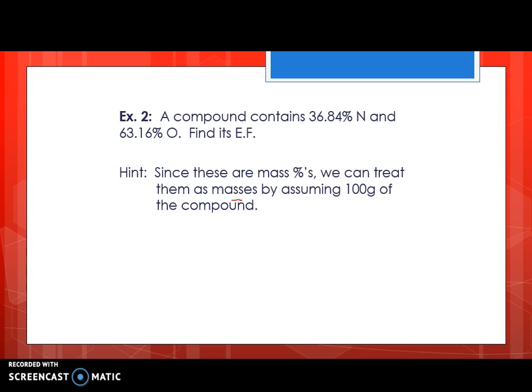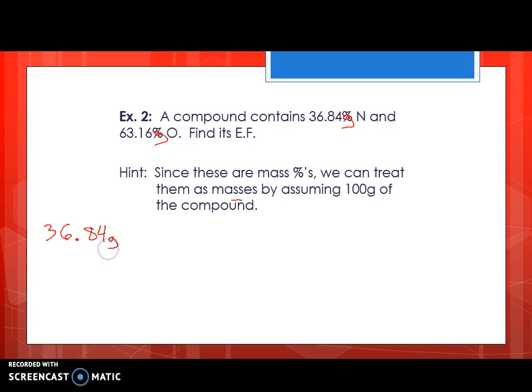Since we have mass percents or percent compositions, assume 100 grams. What that does is it just allows you to change the percent to grams, and it looks just like the last problem. So if I assume 100 grams, well, then this is grams, and this is grams. So we start just like we did in the last one.